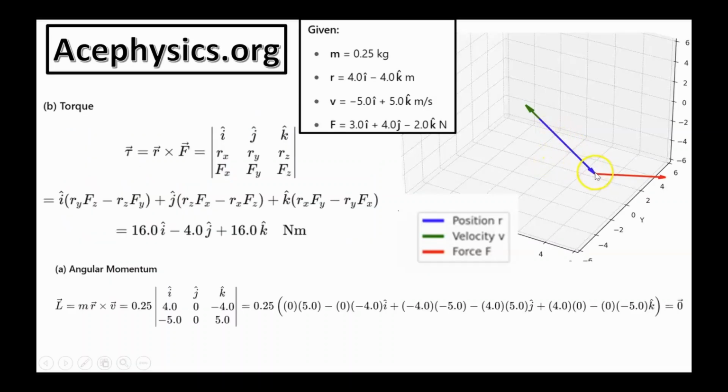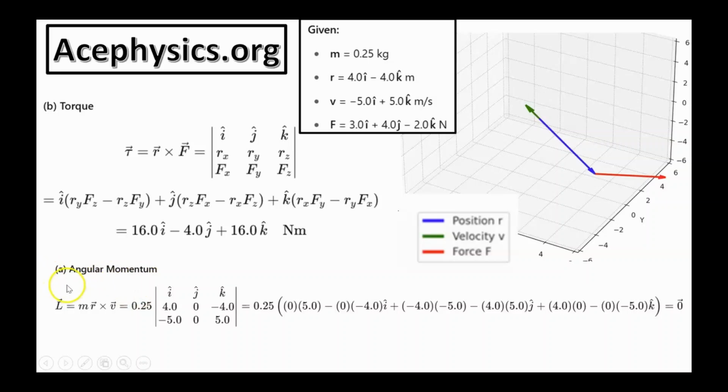The blue vector is the position vector, this vector is the force vector, and the velocity vector is pointing back this direction. Torque is equal to R cross F. To compute the cross product, we use the determinant. This is an important formula to calculate the cross product of two vectors in three-dimensional space. If you don't know it, you should memorize it. When you compute the torque, this is the answer. This is the final answer when you plug in numbers and compute the torque.